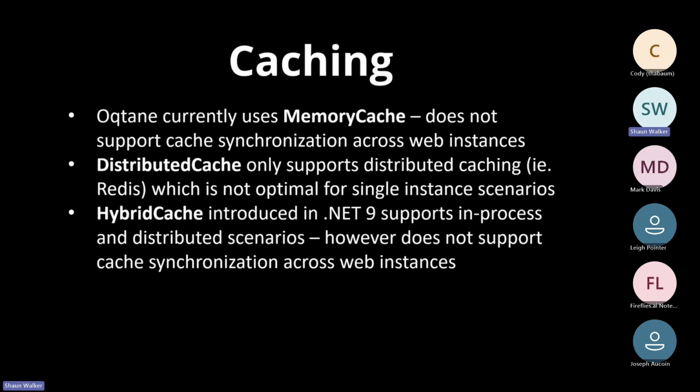In .NET 9, Microsoft introduced hybrid cache, and hybrid cache was intended to be a hybrid between both in-memory and distributed.